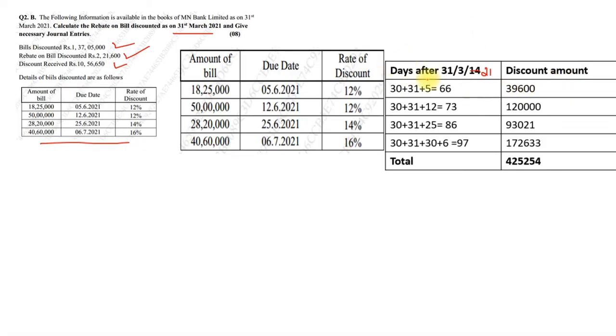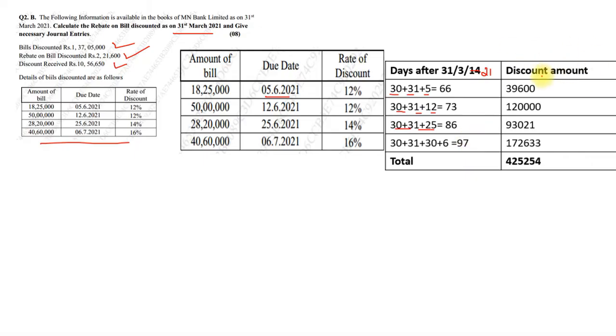Now, how to calculate days after 31st March? So this is June. After March, we have April 30, May 31, and June 5. Again 30, 31, and 12. Again June it is 30, 31, 25. And this is July, so 30, 31, 30, and 6. You total up, we get the number of days.